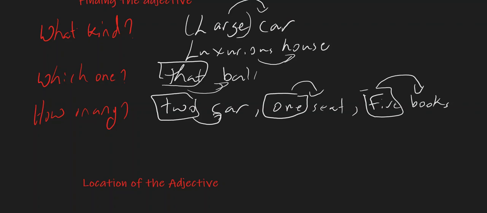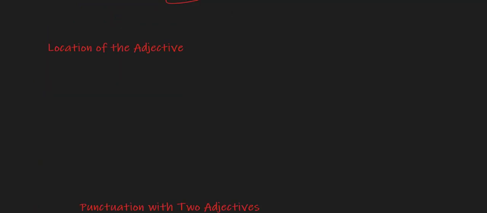And the last question you might ask to find the adjective is how much. So you might ask how much doors, you might say little doors or small doors, and so small or little might be your adjective modifying those. So now we know what adjectives are, what they modify, and how to find them.